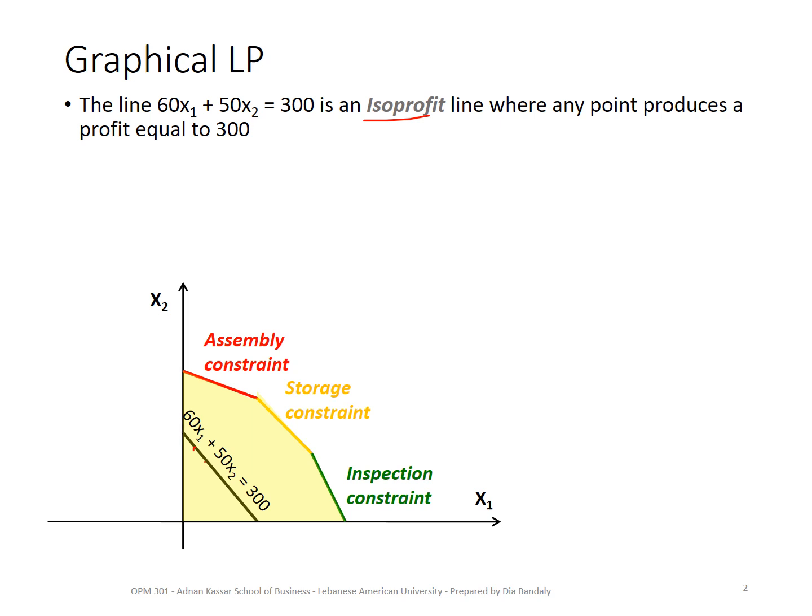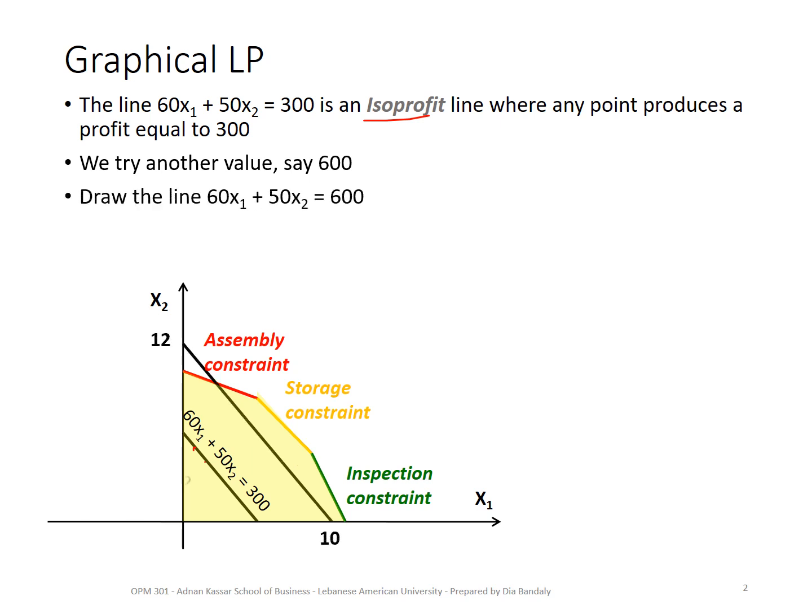But that was not enough for us, right? We could visualize now where the objective function fits in my feasible solution space, but it does not tell me yet how to find my optimal solution. So let's draw another line. Let's say for a value of 600, all right, instead of 300. So let's plot it. Here we go.